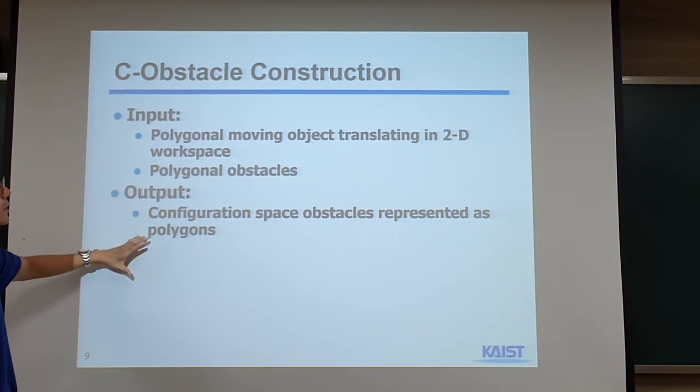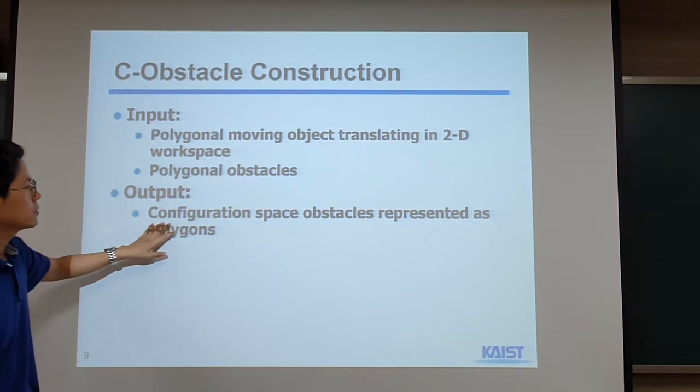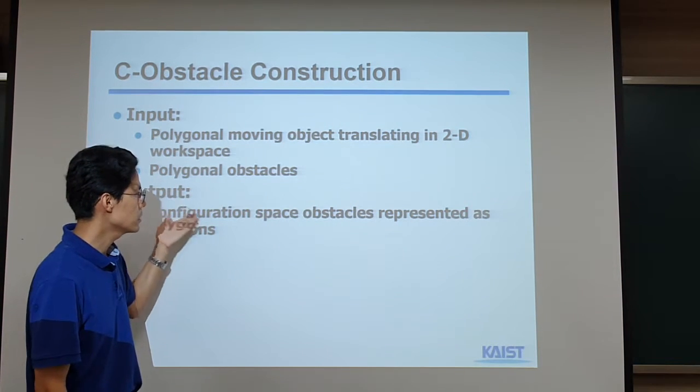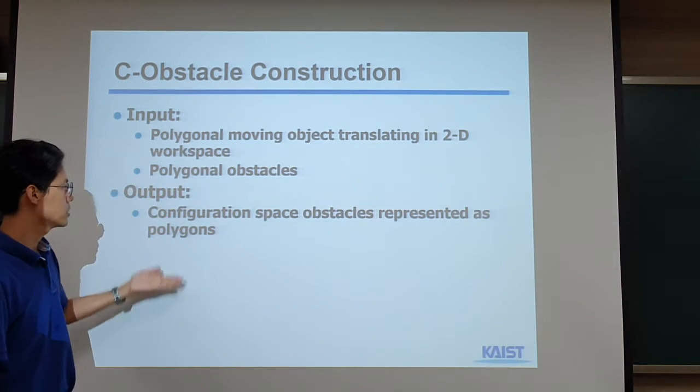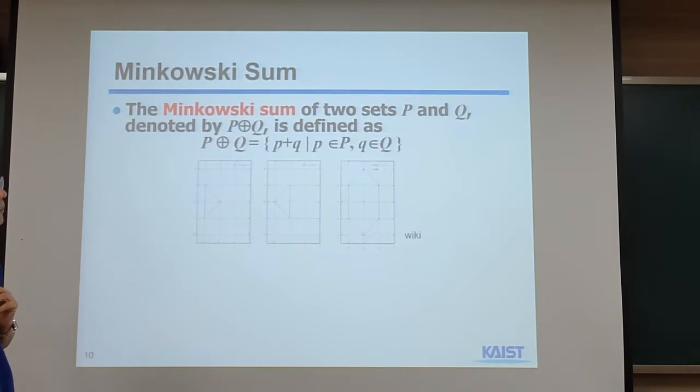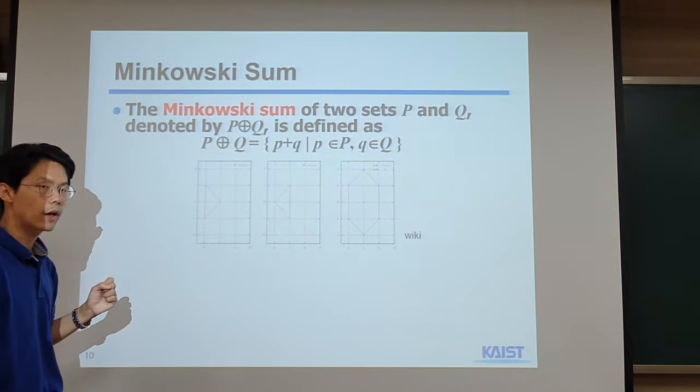And then the output is that we want to compute the configuration space obstacle. In other words, this C obstacle space represented as these polygons. These are our input and output. Then how can we do that? You will see that along that line, this Minkowski sum is a very useful operator.